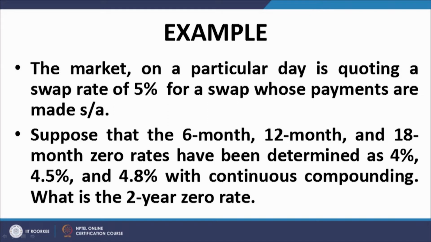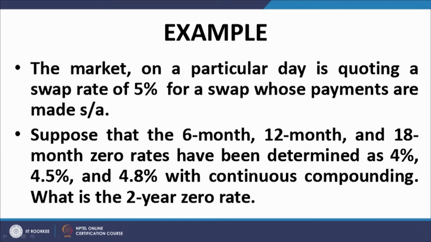The market on a particular day is quoting a swap rate of 5% for a swap whose payments are made semi-annually. Suppose the 6 month, 12 month and 18 month zero rates have been determined and are 4%, 4.5% and 4.8% with continuous compounding.